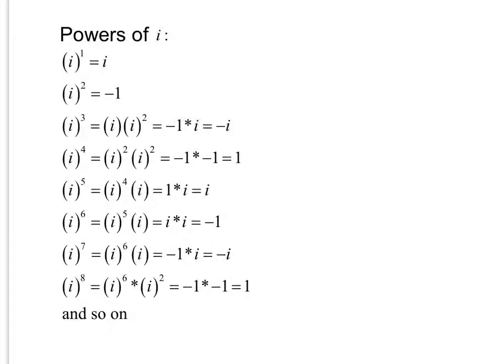Okay? Because if you think about this, we have the square root of -1 times the square root of -1. The square roots go away, so it's -1. Okay? Now, i to the third is i times i squared, which is -1 times i, so it's -i. i to the fourth is i squared times i squared, which is -1 times -1, which is 1.